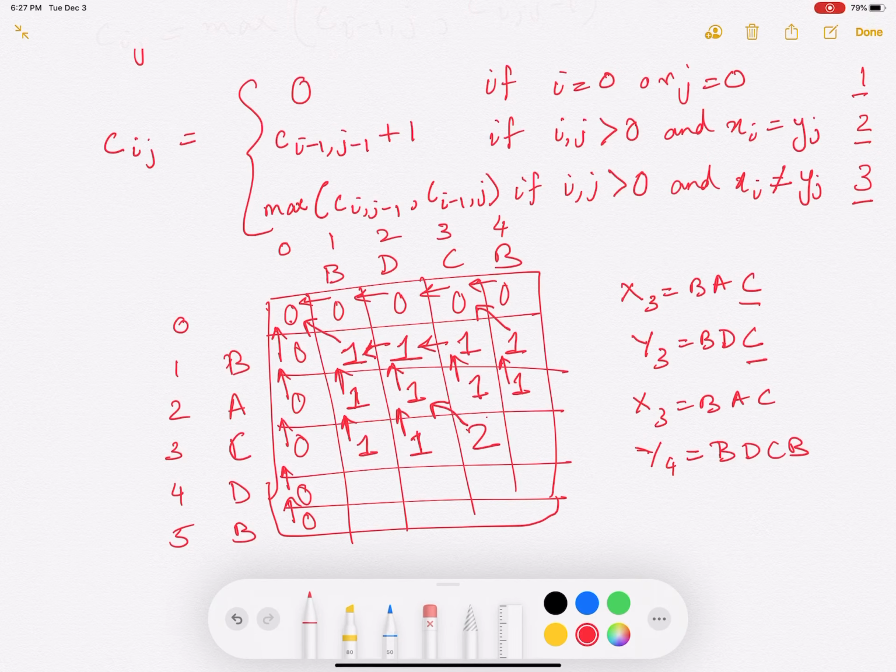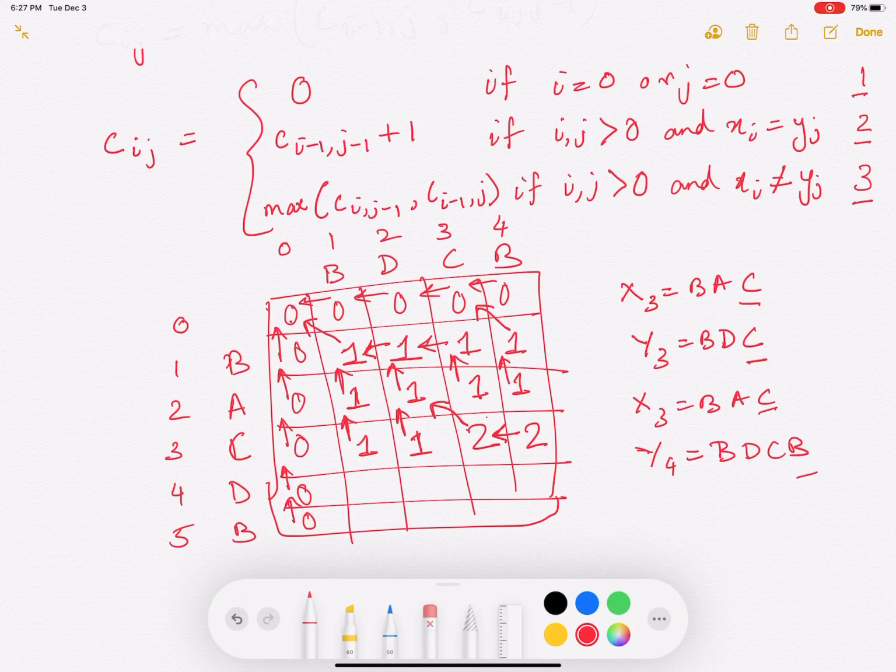Now to fill that, the last characters don't match. Therefore, we are going to consider this box and this box, take the max and put it in there. Once again, I'm going to erase the underlining. So between 2 and 1, the max is 2. You're going to put an arrow like this here.